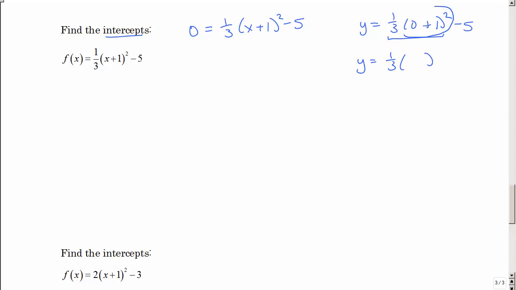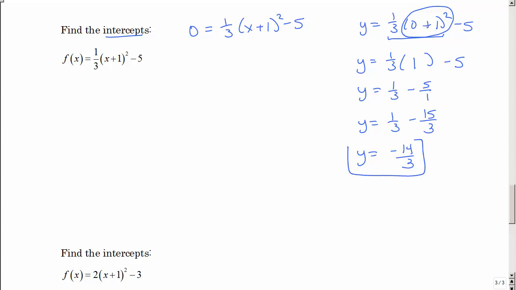So remember, we have to do that. 0 plus 1 squared is 1. So we have 1/3 minus 5 over 1. Find a common denominator. So that's negative 14/3. Now, over here, just like the last example, I'm going to add 5 to both sides. Then I'm going to get rid of the fraction by multiplying by the reciprocal, because those would cancel.